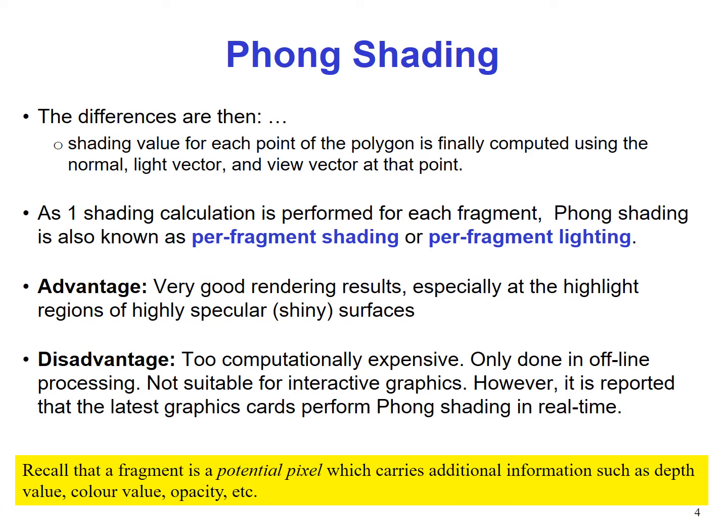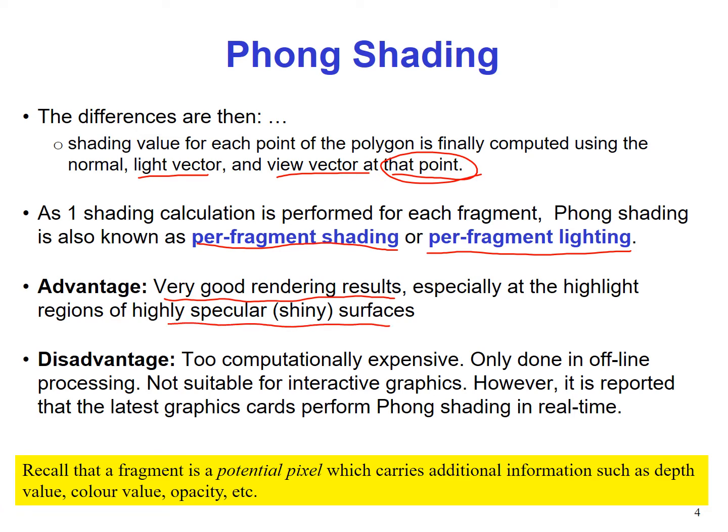The shading value for each point of the polygon is finally computed using the normal, the light vector, and the view vector at every point inside the polygon. As one shading calculation is performed for each fragment, Phong shading is also known as per fragment shading or per fragment lighting. The advantage of the Phong shading model is that it gives very good rendering results, especially at the light regions of highly specular shiny surfaces.